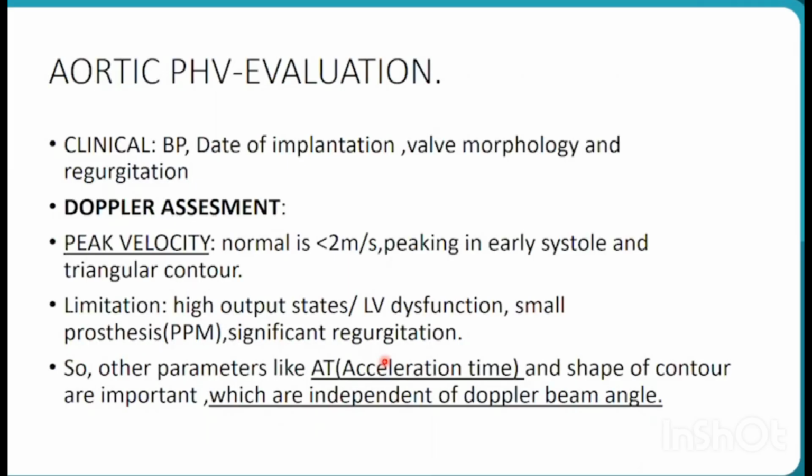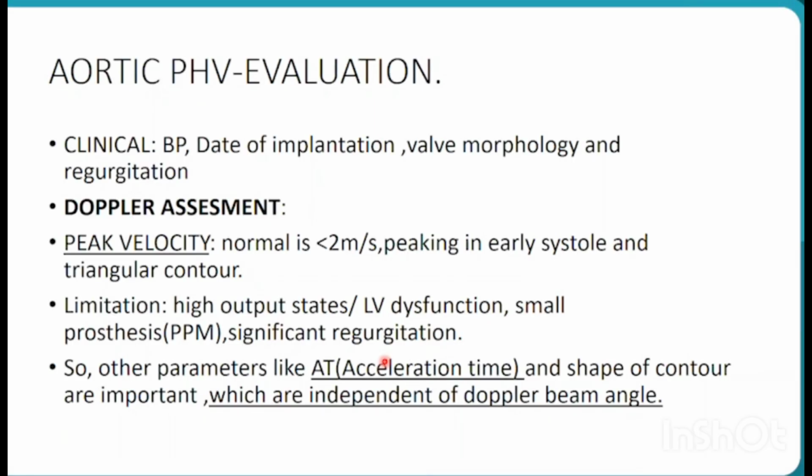So once we have clinically evaluated the patient, we'll start off with the aortic prosthetic heart valve evaluation. Once we have clinically seen the patient, the date and time of implantation, the type of valve, the valve morphology, and the presence or absence of regurgitation, then as stated, a peak velocity less than 2 with a triangular contour peaking in early systole is usually normal.